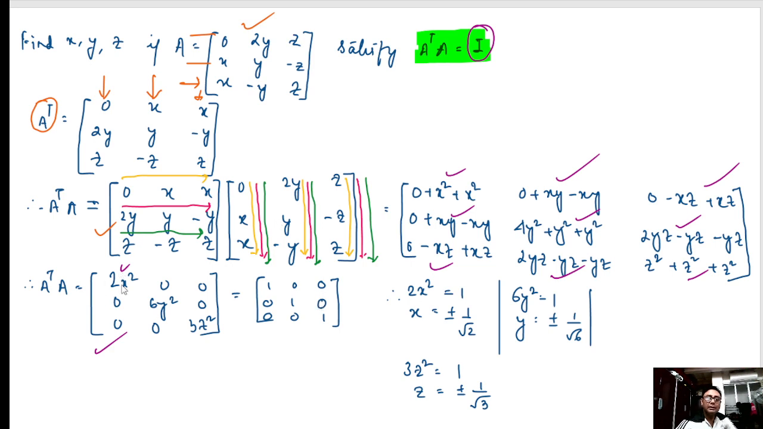So we can tell from here that 2x square is equal to 1. And solving it, we get the value of x. Similarly, we can tell 6y square is equal to 1, and we will get the y value as this. Similarly, we can tell 3z square is equal to 1, and we will get the value of z. So this is how we solve this. Clear?